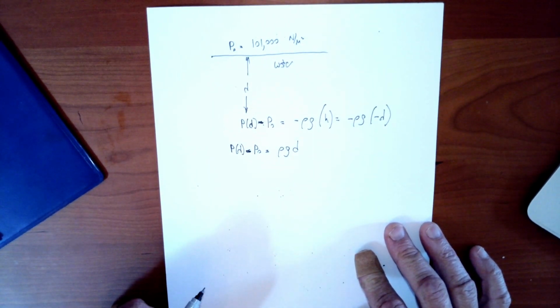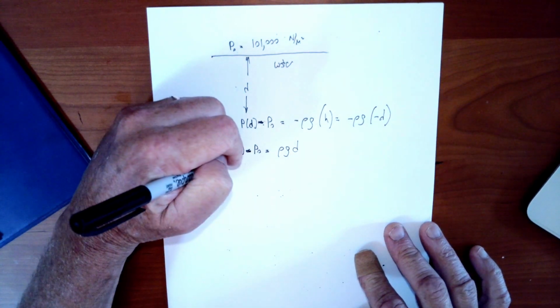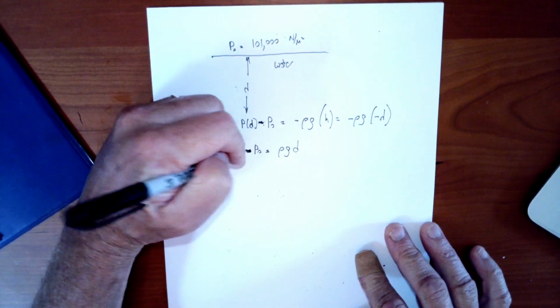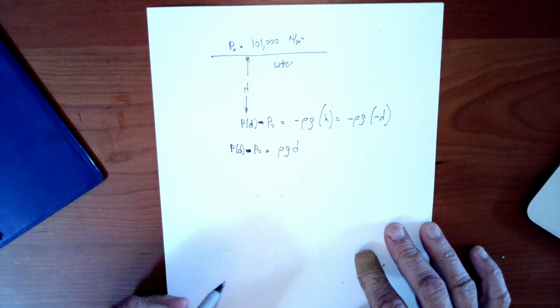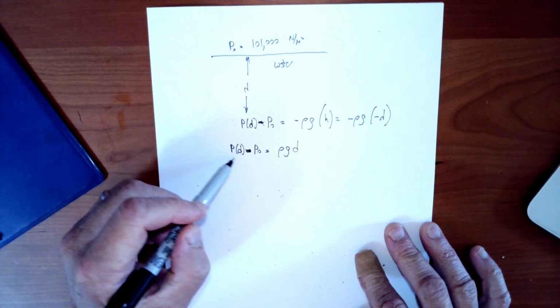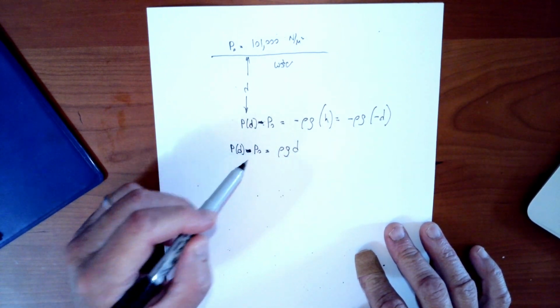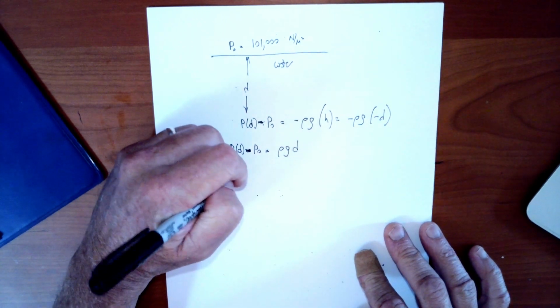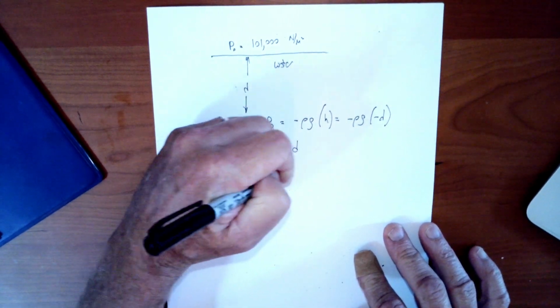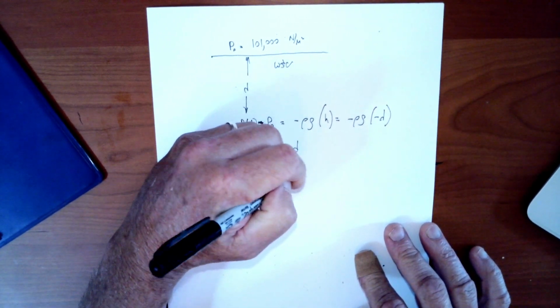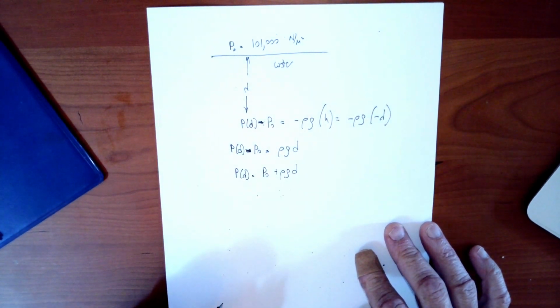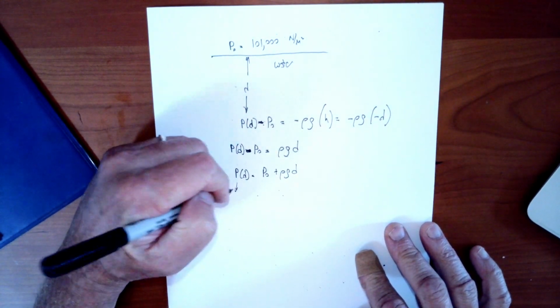Common sense check here. The pressure under the water better be higher than the pressure at the surface. So if this equation doesn't give me higher pressure, I did it wrong. This does give me higher pressure. My pressure at D is going to be greater than my pressure at P0. So P at D is going to equal P0 plus rho g D. Pretty simple. I know all the values, the pressure I'm after.